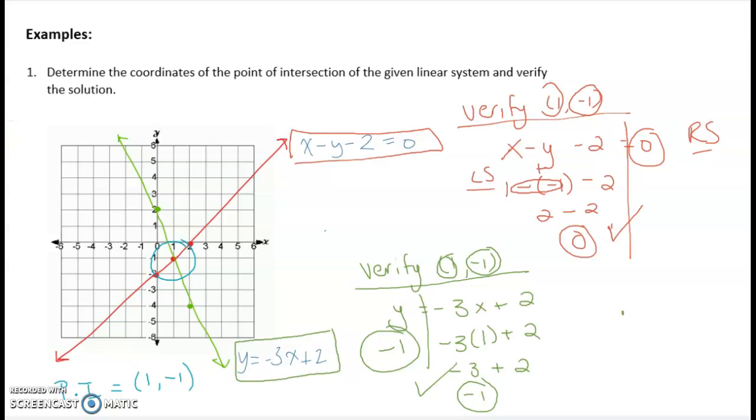So therefore, the solution is 1 and -1 because it worked for both. All right, I'm going to pause here and start a second video to finish the rest.